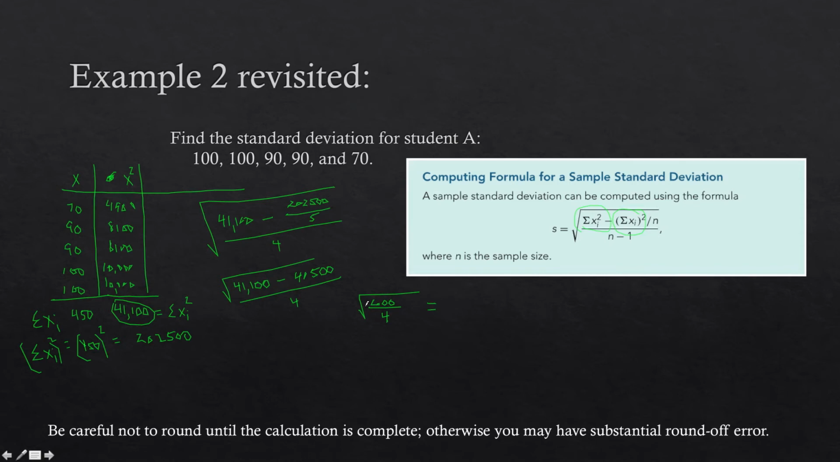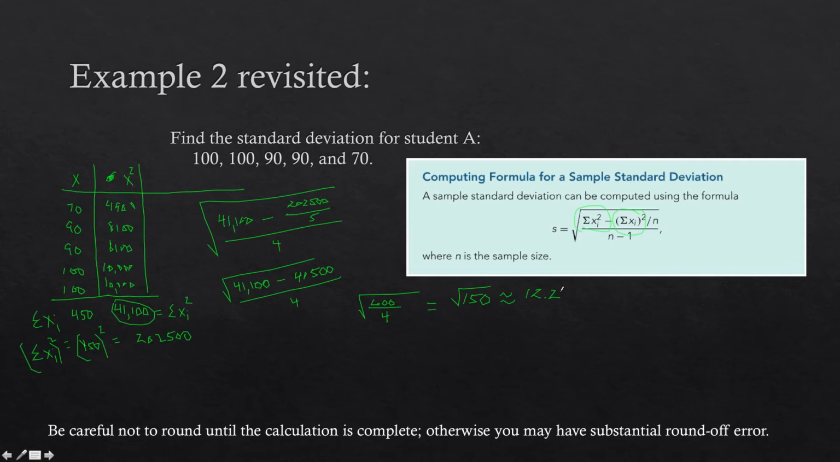Okay, and so 600 divided by 4 is going to give us 150. Now, I didn't tell you how many decimals to use here, so we're just going to make this up on the fly. So find your approximation, the square root of 150, and I'm going to do one decimal place. That's 12.2. So what that tells me is the standard deviation is 12.2 from the mean. That this data is standard deviated 12.2 units from the mean, basically.